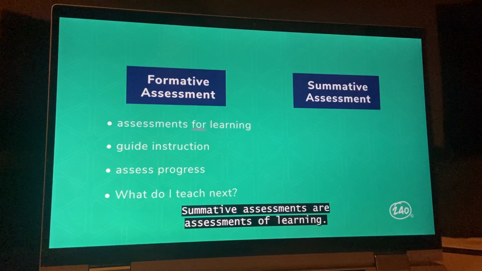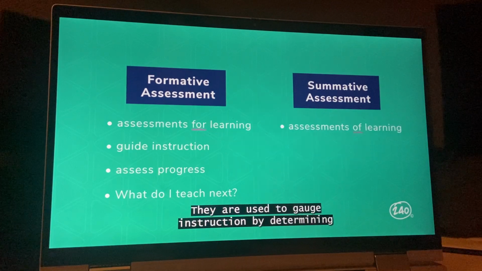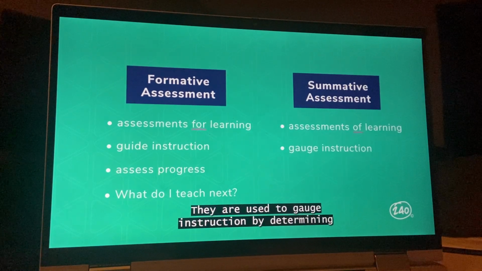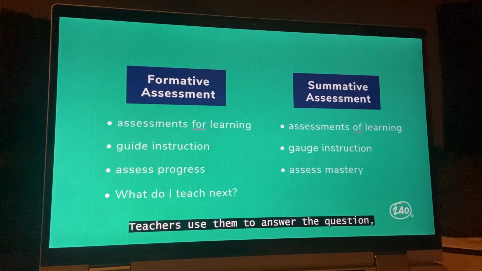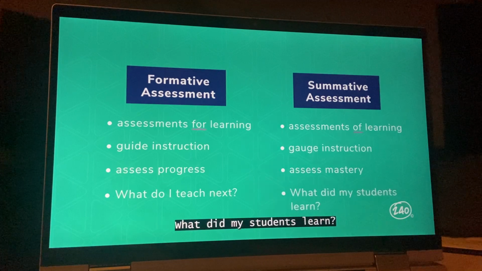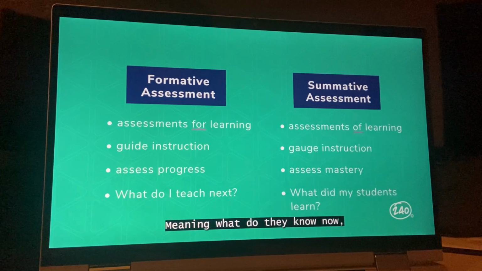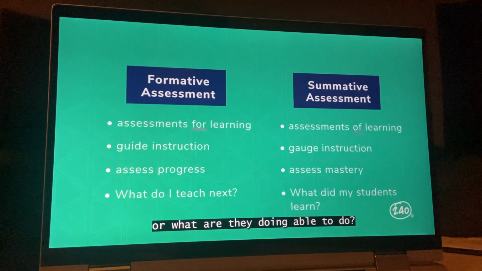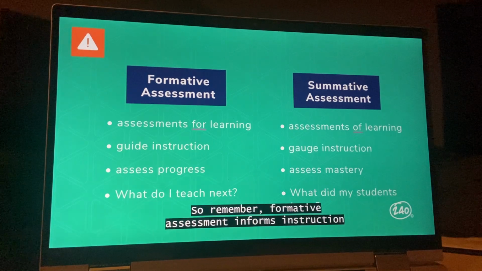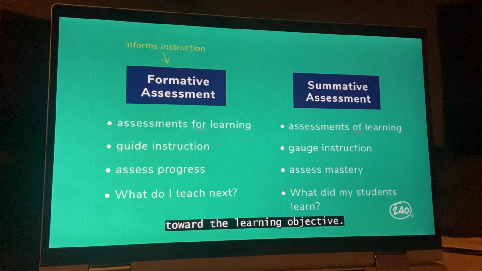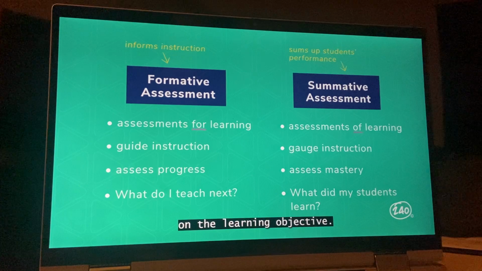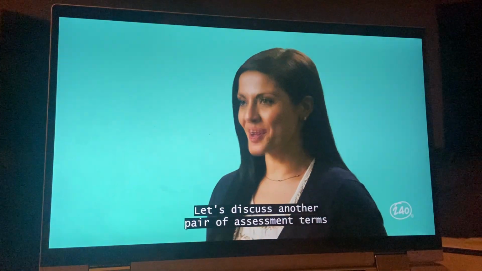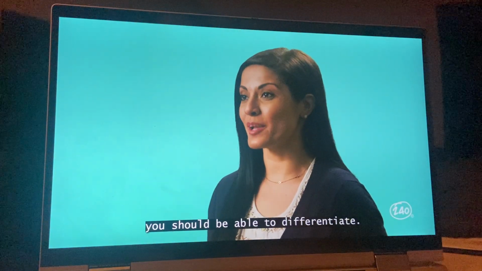Summative assessments are assessments of learning. They are used to gauge instruction by determining whether or not students mastered a learning objective. Teachers use them to answer the question, what did my students learn? Meaning, what do they know now, or what are they able to do? So remember, formative assessment informs instruction toward the learning objective, while summative assessment sums up students' performance on the learning objective. Let's discuss another pair of assessment terms you should be able to differentiate.